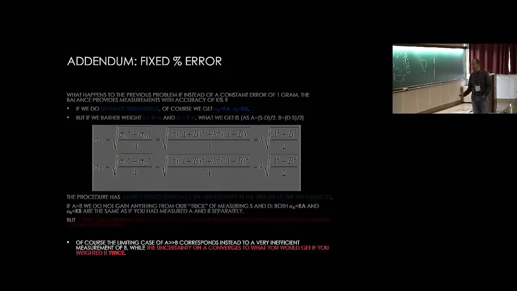Okay? The limiting case of one weight being much, much heavier than the other object corresponds to a very inefficient measurement of the lighter object, because it basically blows up the uncertainty on the lighter object, but you get basically to weigh the heavier one twice. In this case, with a square root of 2.